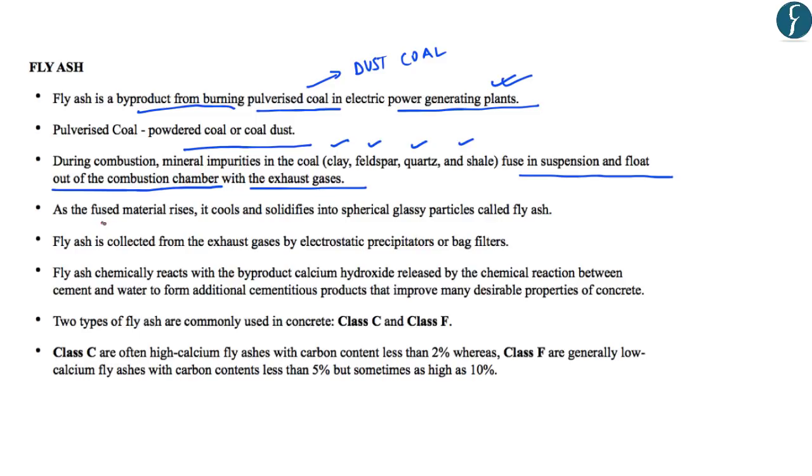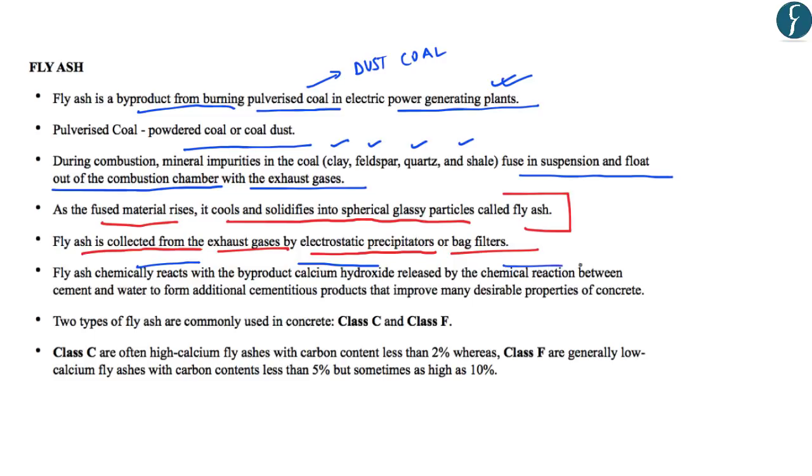Further, as this fused material rises, it cools and solidifies into spherical glassy particles known as fly ash. Thus, fly ash is collected from the exhaust gases by electrostatic precipitators or bag filters. With respect to properties of fly ash, it says that fly ash chemically reacts with byproduct calcium hydroxide released by the chemical reaction between cement and water to form additional cement products which improve many desirable properties of concrete. Thus, fly ash is used to make different kinds of concrete.